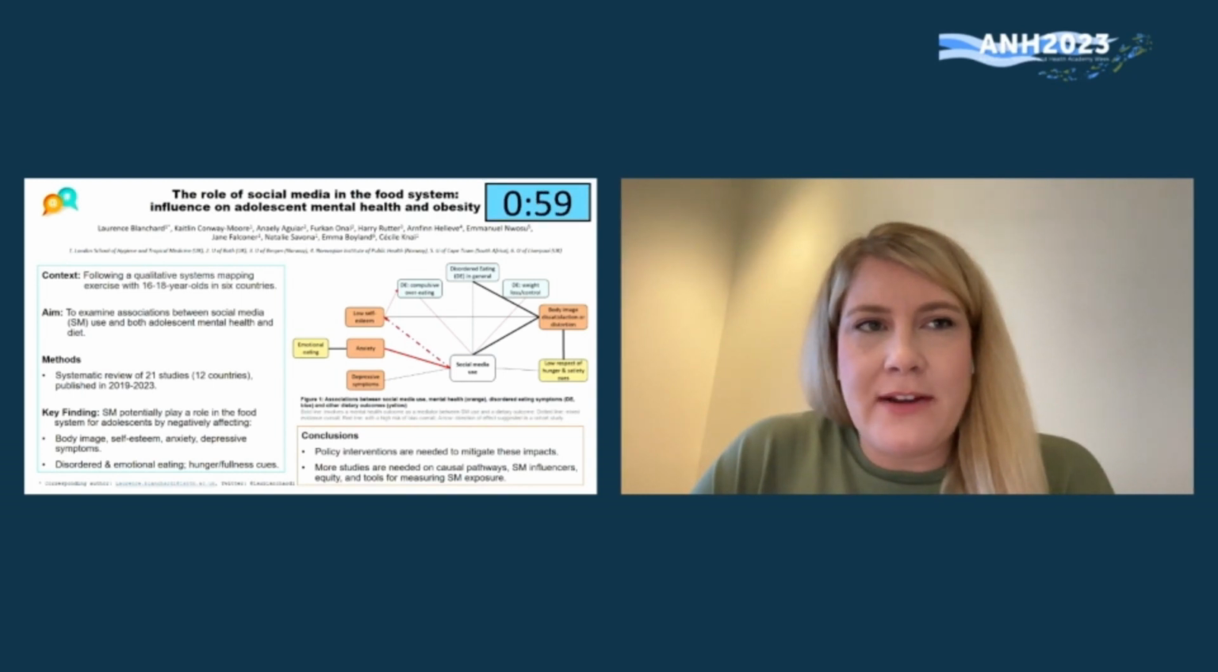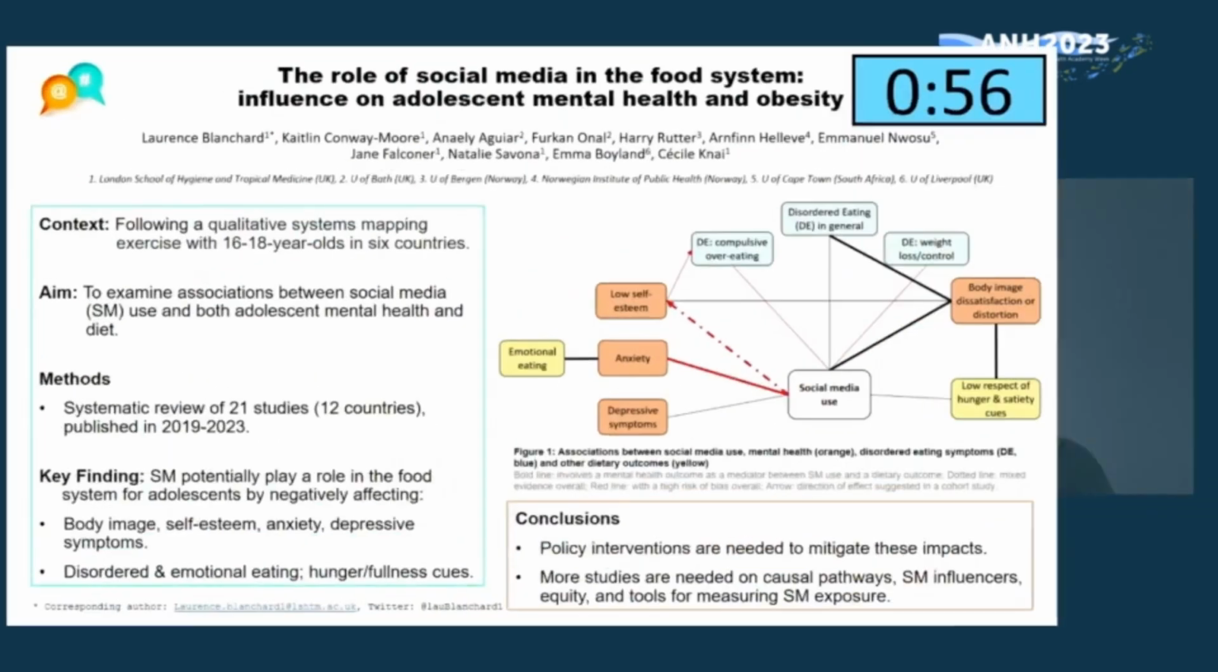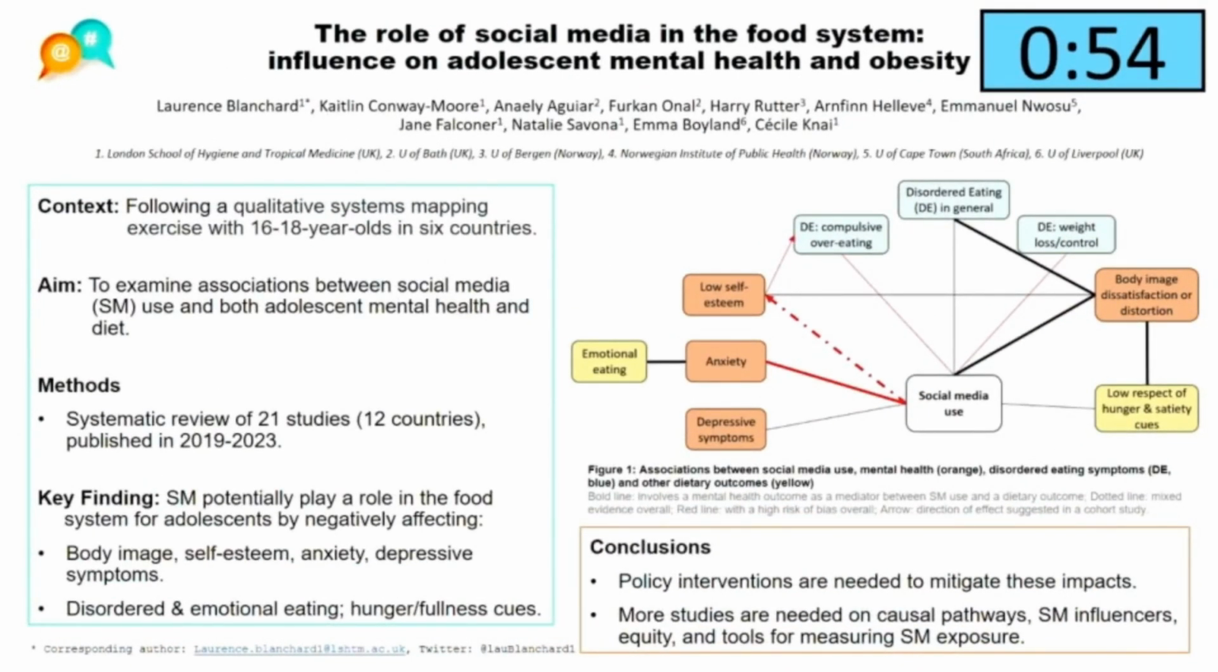Hello. Following from a qualitative mapping exercise on the drivers of adolescent obesity with 16 to 18-year-olds in 6 countries, we sought to examine associations between social media use and both adolescent mental health and diet in the recent literature. We conducted a systematic review on studies published between 2019 and 2023, which resulted in a total of 21 included studies covering 12 countries. Our key findings were that social media potentially plays a role in the food system for adolescents by negatively affecting their body image, self-esteem, anxiety, depressive symptoms, as well as their disordered eating, emotional eating, and attention to hunger and fullness cues.